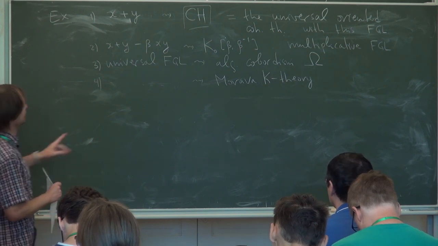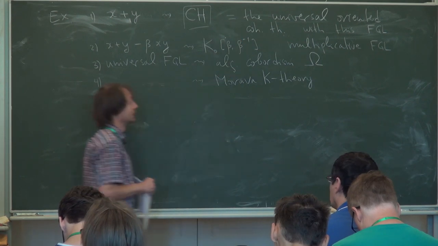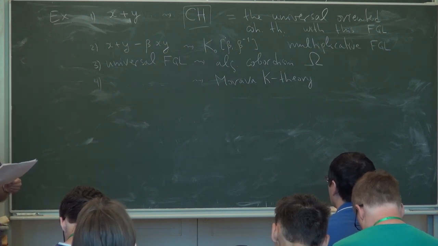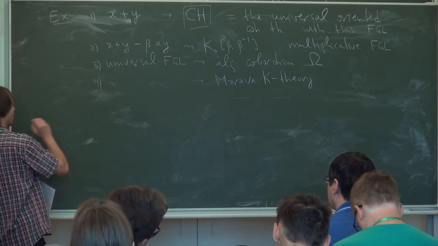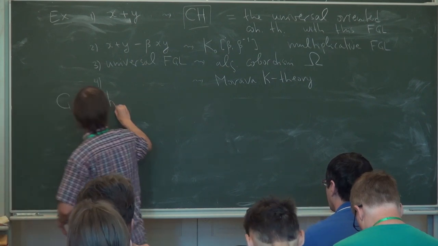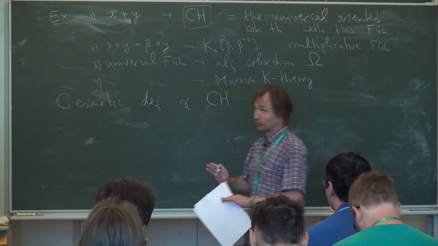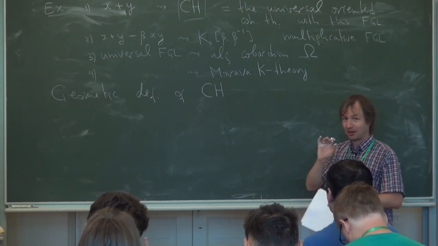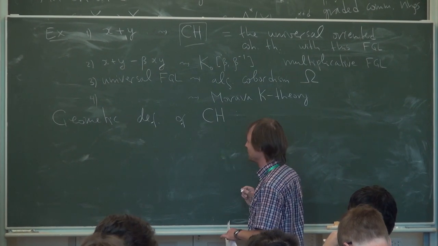Actually, what I wrote here, you can take as the definition of Chow groups: the universal oriented cohomology theory with this formal group. But of course, there is also a geometric definition. So let me pass to Chow, the geometric definition of Chow. Of course, I will not give it in full, it's a long story, but I will need something of it for the next lectures. So namely.